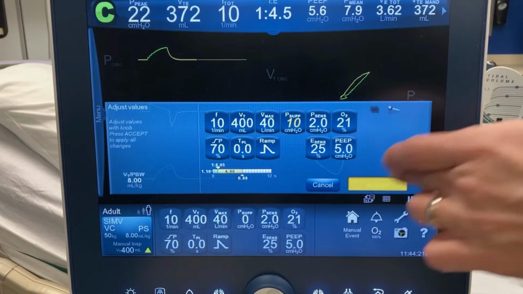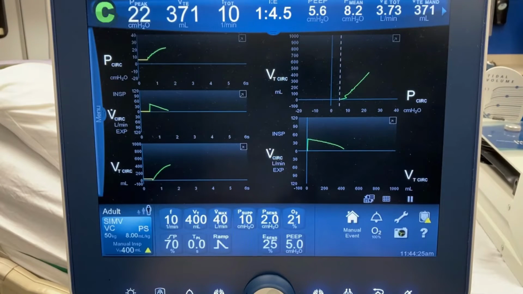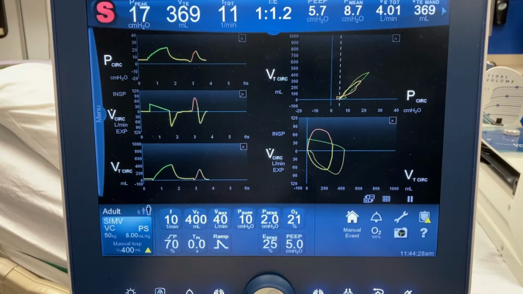And here we go. Okay, that's a machine breath. That's a pressure supported breath. I think I pulled a little hard there.